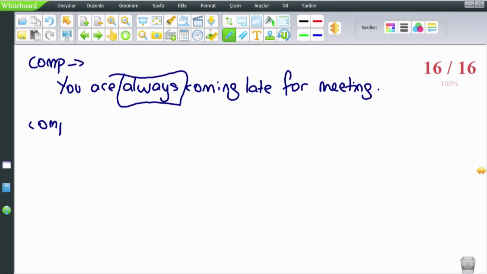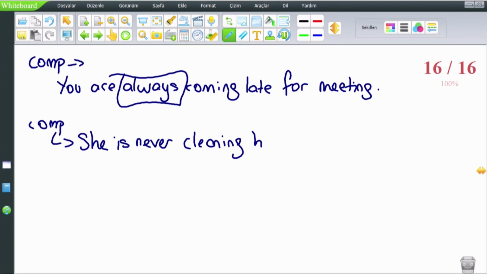Or she's never cleaning her room. Again, normally we wouldn't do such thing. Normally we don't use frequency adverbs with present progressive, but in this case, in this category of present progressive, we do.